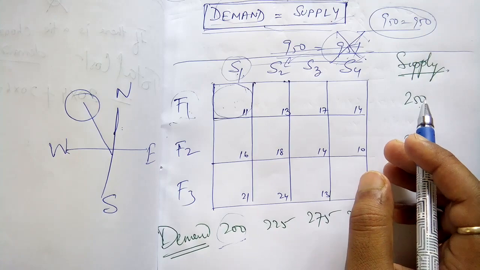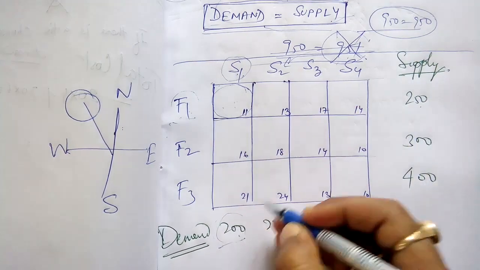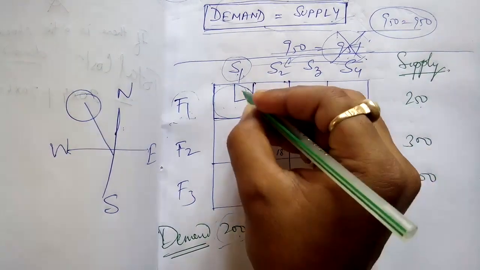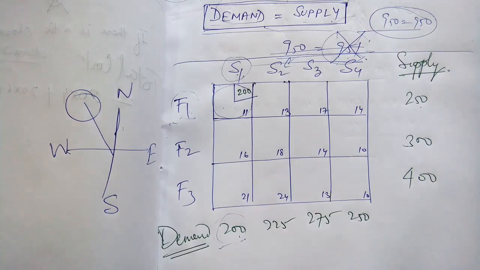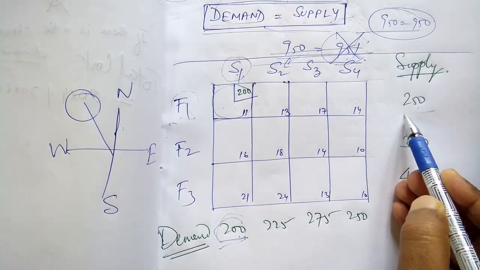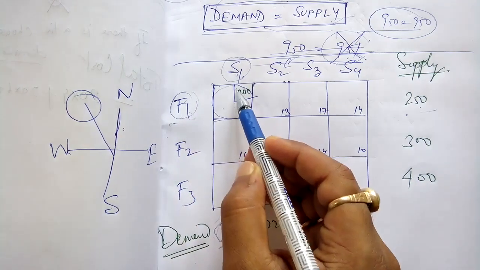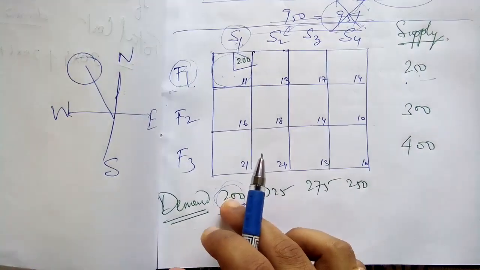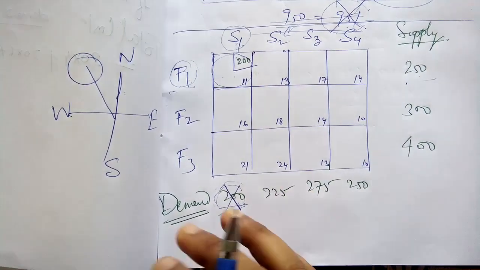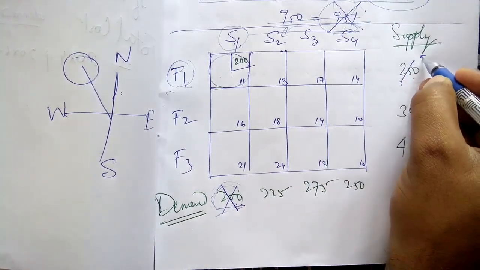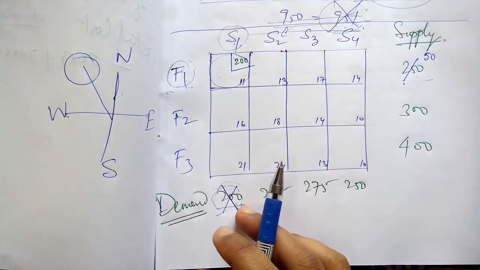Now try to understand: if the demand is less than the supply, then fulfill the demand. If the demand 200 is less than the supply 250, yes it is less, then fulfill the demand. That means factory 1 is going to supply all 200 goods to store number 1. Now what is the remaining demand of store number 1? It is 0 because it is fulfilled. How much is left with factory 1? It has supplied 200, so 50 is left.